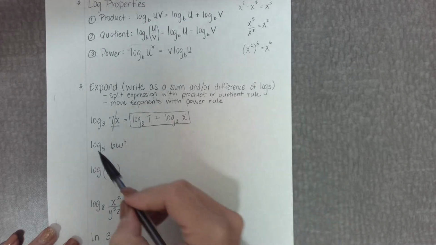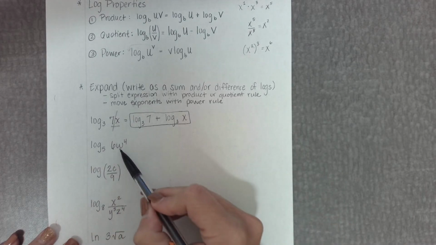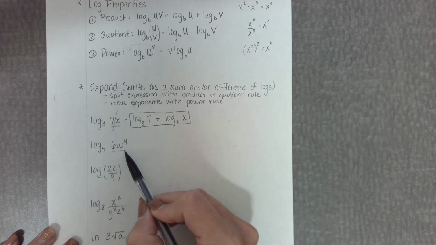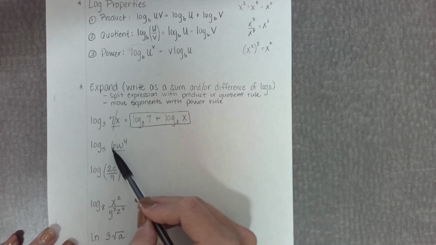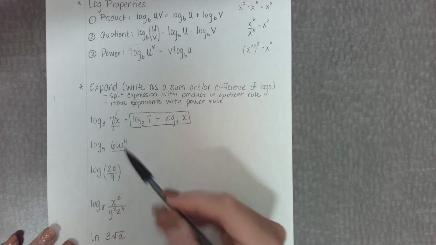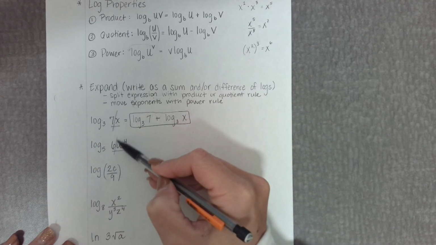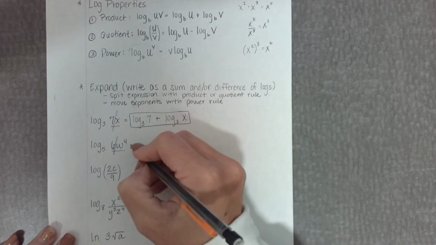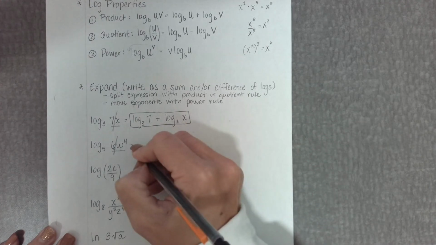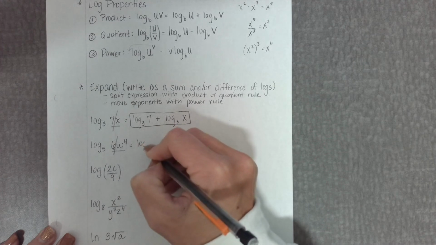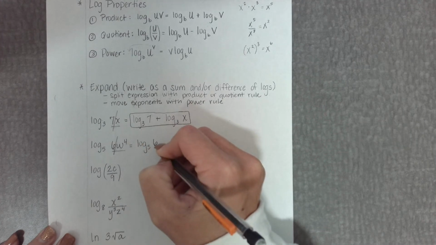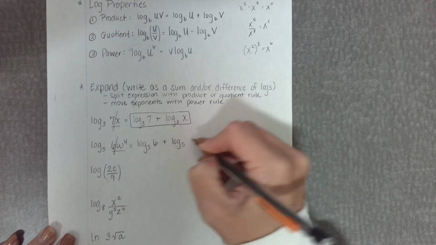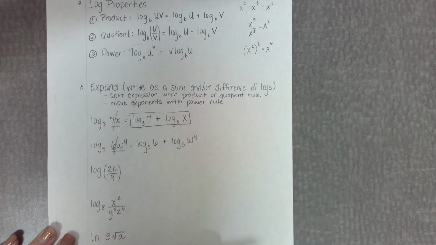All right, for our second example, we have log base 5 of 6w to the fourth. So our argument, 6w to the fourth, is a product again because we have 6 times w to the fourth. So we're going to split that right here into addition again since it's a product. We're not going to worry about that 4 yet because it's a power. All right, so we're going to have log base 5 of 6 plus log base 5 of w to the fourth.